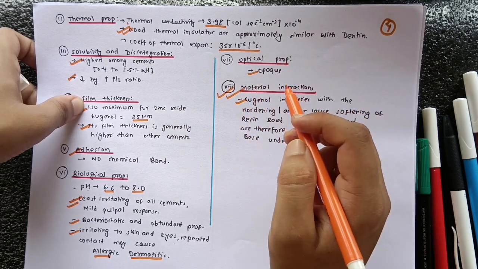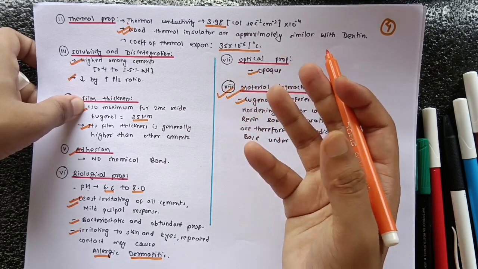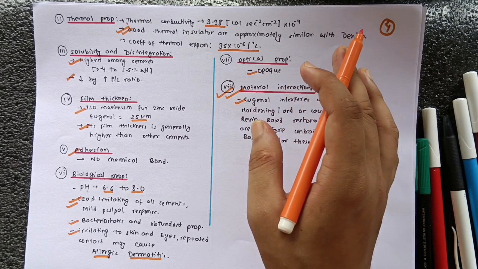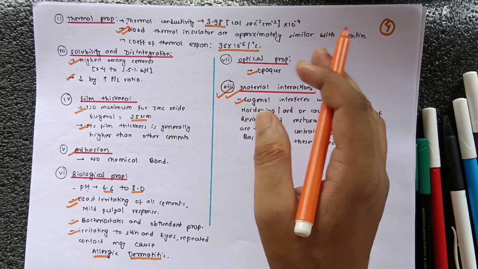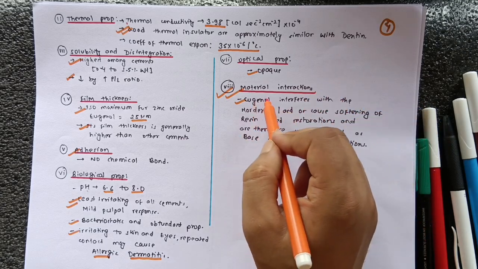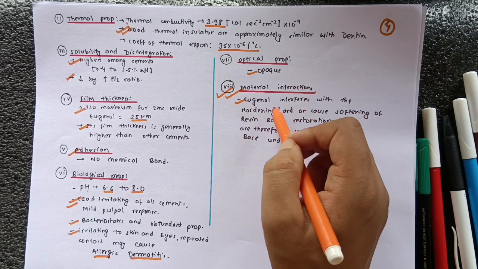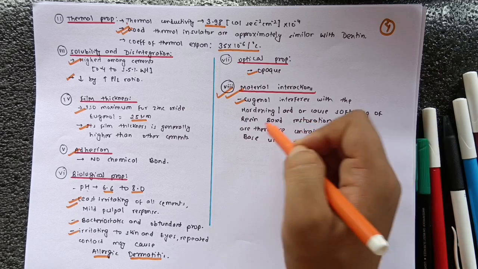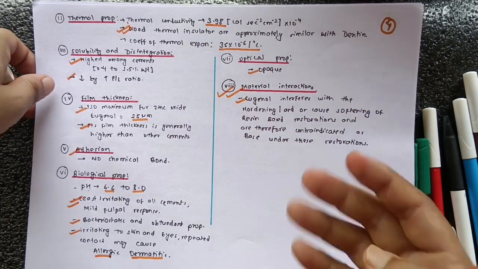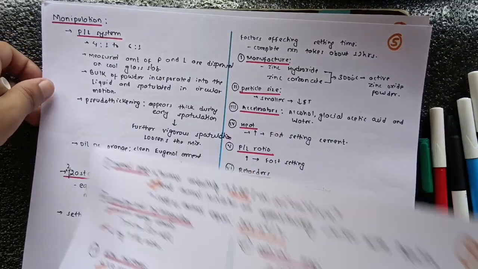So just remember one thing: when we are using composite resin, a resin based material, as a restoration, at that time we can't use zinc oxide eugenol as a base, because the eugenol present in the zinc oxide eugenol would interfere with the hardening and cause softening of the resin based restoration. So just remember this point. Of course they will ask this question in a viva.